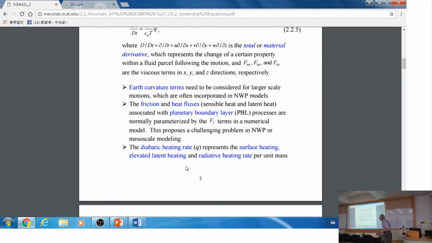And diabatic heating, including surface heating, elevated heating, latent heating, and radiative heating, is a rate per unit mass.